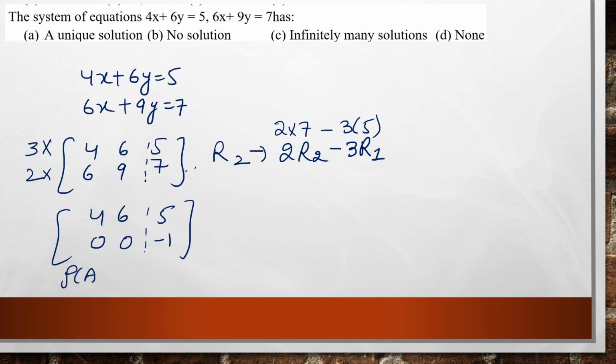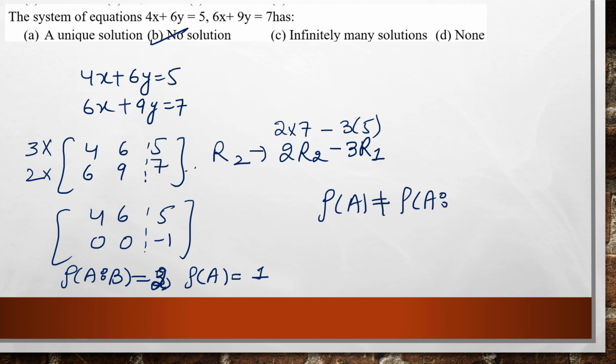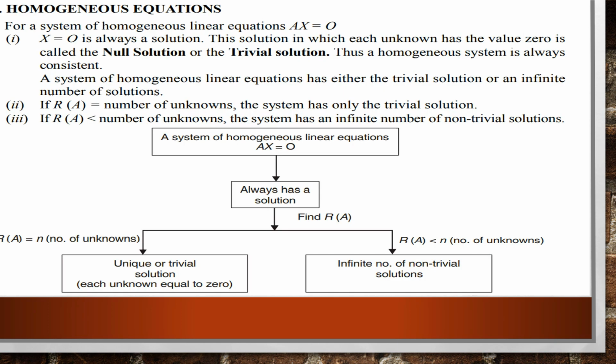Rank of augmented matrix is 3. And what is the rank of A? Rank of A is 1. Right? So that means, sorry, not 3, it is 2. So if both the ranks are not equal, that means there is no solution. So because rank of A is not equal to rank of augmented matrix, so there is no solution. Fine. Let's move to the next question.